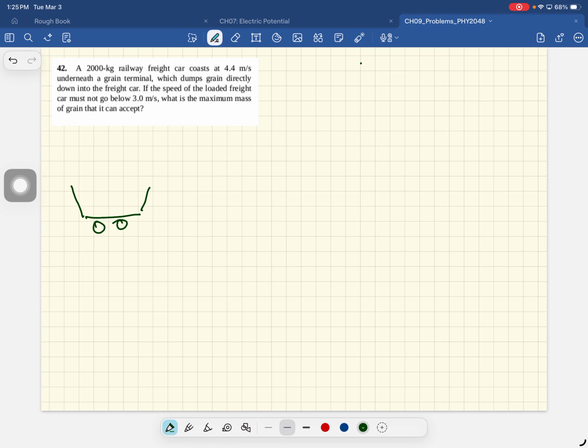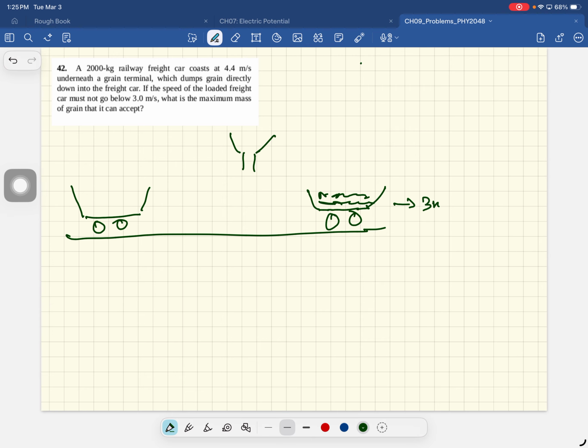Yep. So you're saying that as it passes by, it gets more grain, the velocity? No, it was empty here. When it was underneath, you dump about 1,000 kg of grain, and it slowed down to 3 meters per second. Where you're saying that the momentum stays the same? Yeah, the momentum stays the same because when you're dumping, the weight acts this way, normal force acts. All the forces are in the vertical direction. There's no force in the horizontal direction, which is what can change the momentum in that direction.